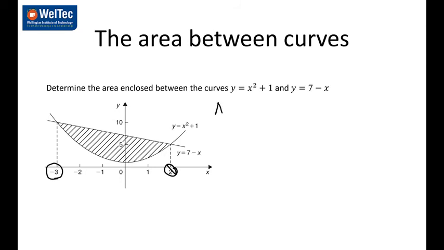So the area is going to be the area under the top curve. Now your top curve is the straight line. Sometimes you're not even told that, so you need to do a diagram. So it'll be the area between -3 and 2 underneath 7 minus x, and then from that you're going to subtract the integral, same limits. The other curve is x squared plus 1.